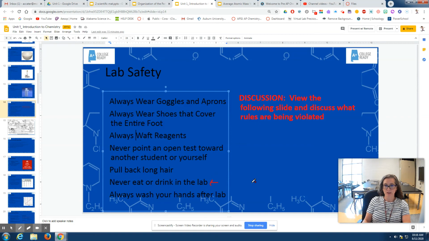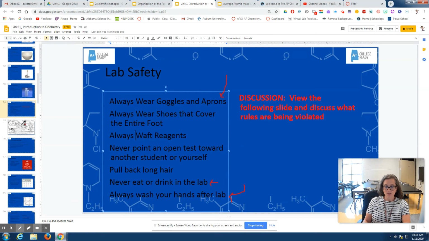We never eat or drink in the lab, and we always wash our hands after lab. Okay, so whenever we're done with the lab, you are always going to go to the bathroom and wash your hands with soap and water, or we should have soap and water in the lab. We're going to wash our hands with soap and water before you go to your next class. Never eat or drink anything. Don't bring your water bottles, nothing. And you're always going to wear goggles, gloves, and aprons as well.